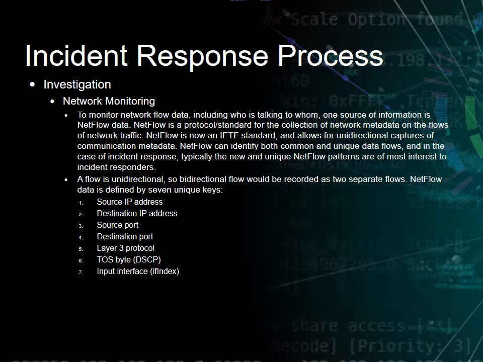A flow is unidirectional, so bidirectional flow would be recorded as two separate flows. NetFlow data is defined by 7 unique keys: the source IP, the destination IP, the source port, destination port, layer 3 protocol, TOS, and input interface.